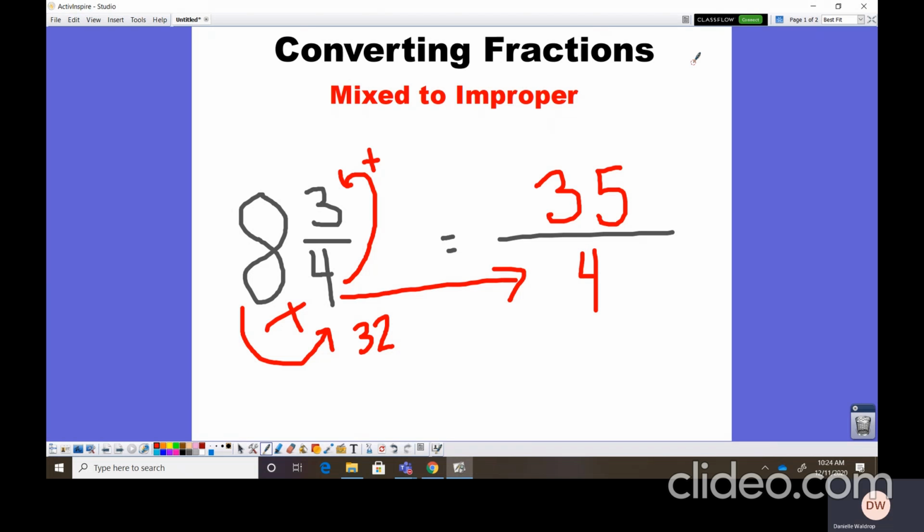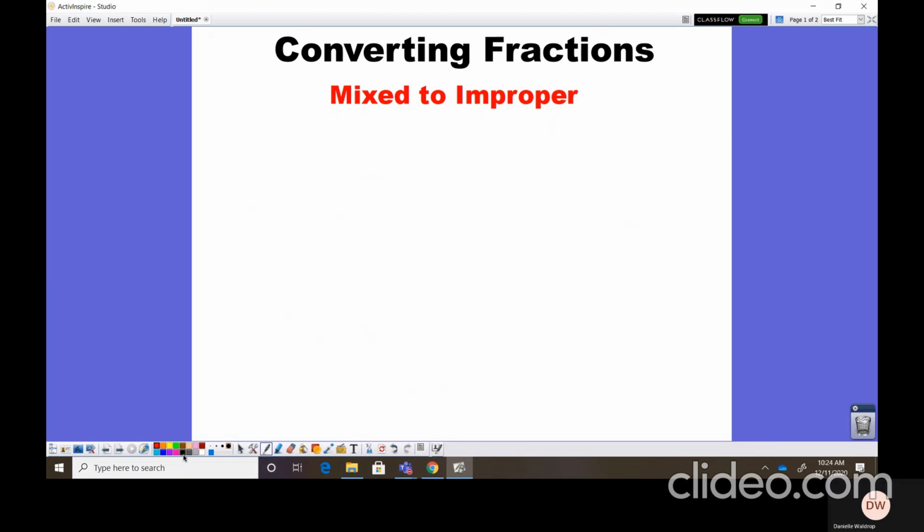Okay. Let's do one more together, and then we're going to practice going from improper to mixed. This one, let's do 7 2/5. Pause the video and see if you can figure out what the improper fraction would be for 7 2/5. So pause the video and go ahead and work on this one for a minute, and then we'll go over it.